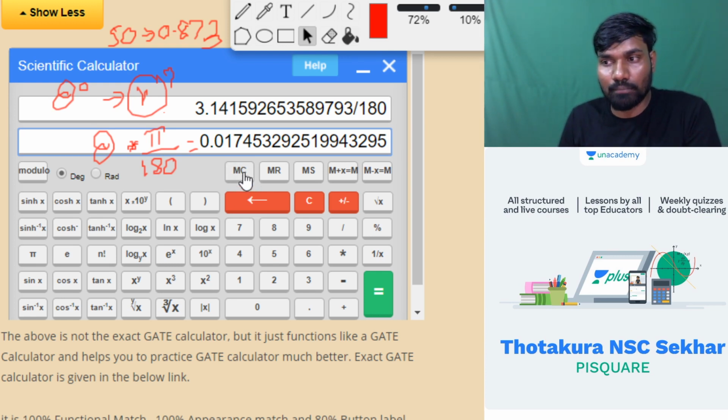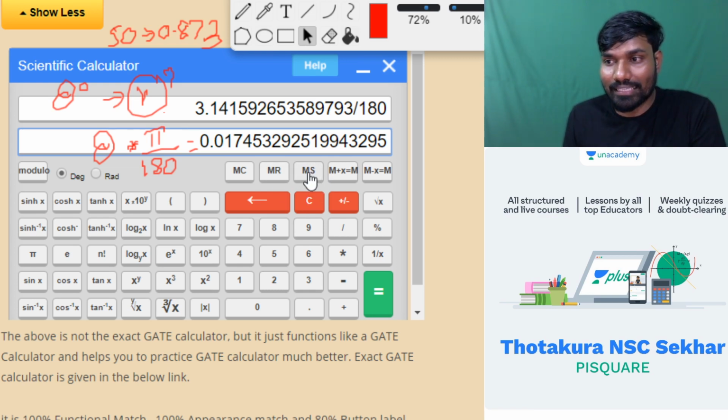What is this? MC. Don't think of any other meaning. MC is memory clear, MR is memory recall, MS is memory store. Yes, I'll tell you the minutes, hours conversion also, don't worry. MS means memory store.